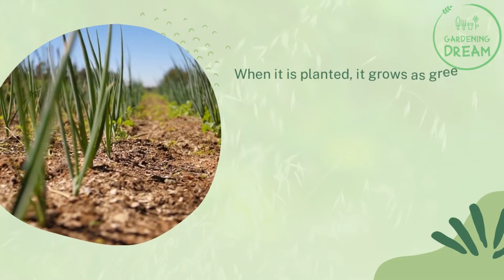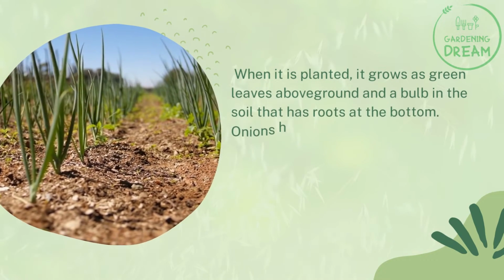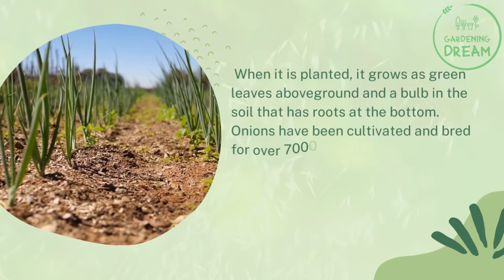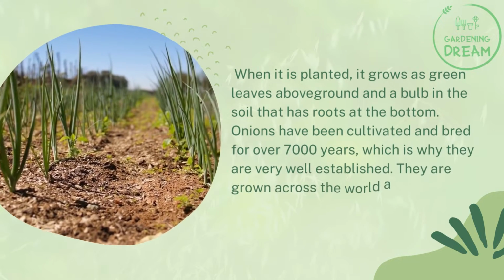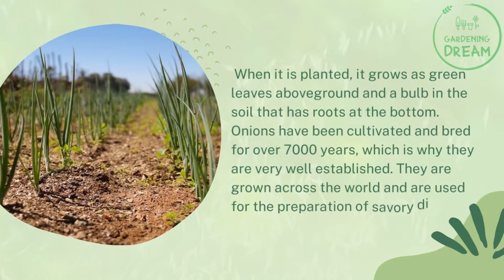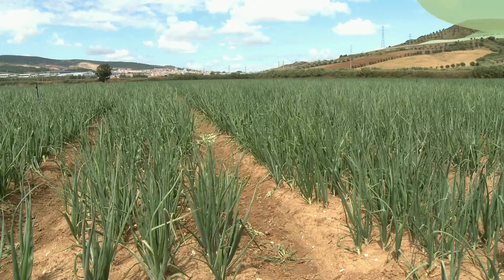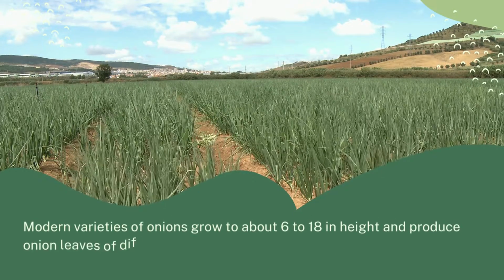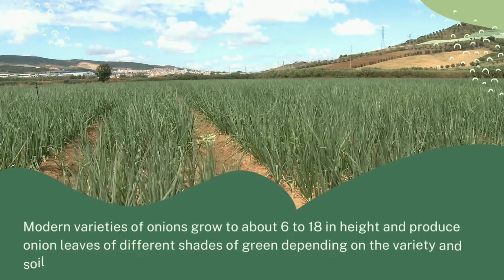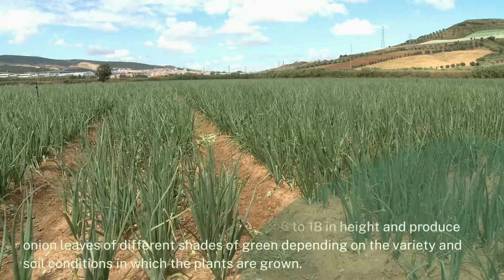When it is planted, it grows as green leaves above ground and a bulb in the soil that has roots at the bottom. Onions have been cultivated and bred for over 7,000 years, which is why they are very well established. They are grown across the world and are used for the preparation of savory dishes. Modern varieties of onions grow to about 6 to 18 in height and produce onion leaves of different shades of green depending on the variety and soil conditions in which the plants are grown.